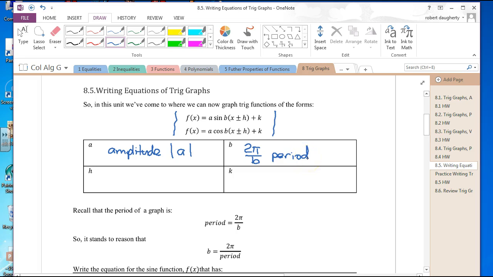What does K tell us? Yeah, that is our vertical shift. If K is positive, what does the graph do? It goes up. If K is negative, it takes the graph where? Down. Okay. And then we've got H. H tells us about something called a phase shift, which is just fancy words for moving what direction? Yeah, that's left or right.